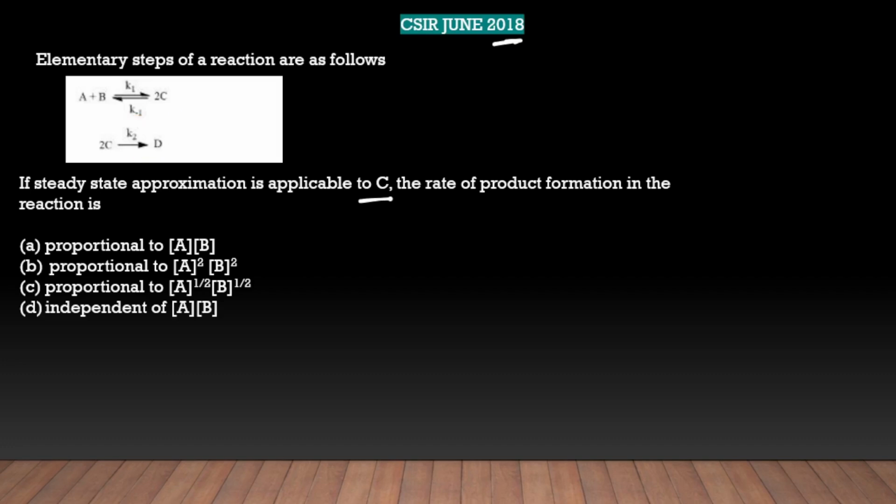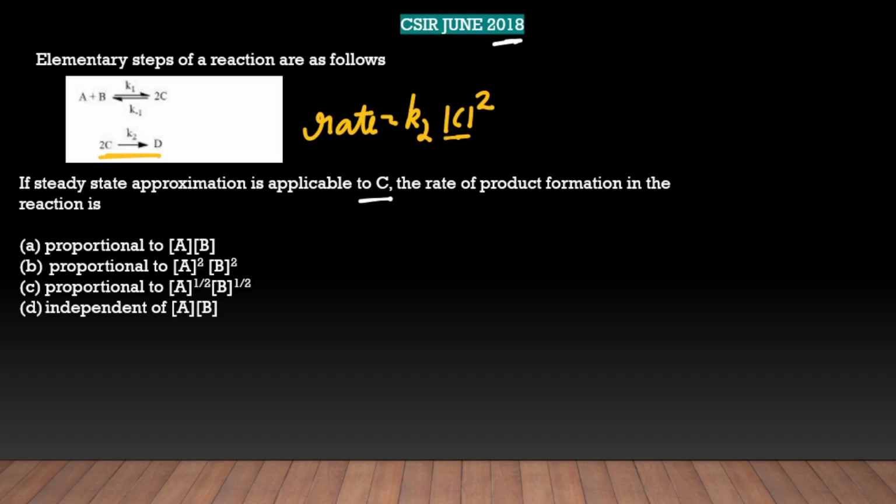There the equilibrium approximation can be applied, but here it is not mentioned that this equilibrium is fast, so we cannot apply the equilibrium approximation over here. What we can just apply is the steady state approximation. Firstly, the rate of the reaction in this case is going to be equal to k2 times C's concentration raised to the power of 2, because if it is not mentioned that it is the slowest step, the final step in which the product formation is taking place is going to determine the rate of the reaction, right? So rate is this one.